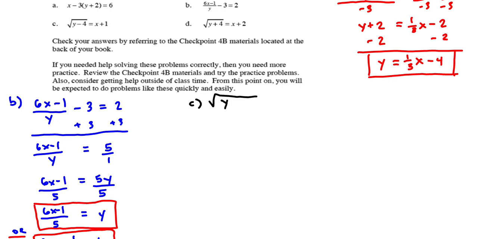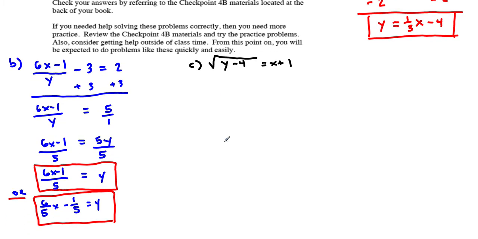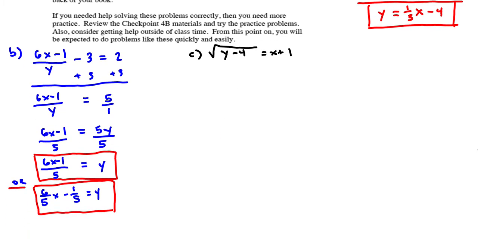Square root of y minus 4 is equal to x plus 1. For this one, we're solving it for y again. I'm going to break y out of the radical by getting rid of the radical, so I know I'm going to have to do the inverse operation. Since it's y minus 4, we have x plus 1. I'm going to take it and square both sides.